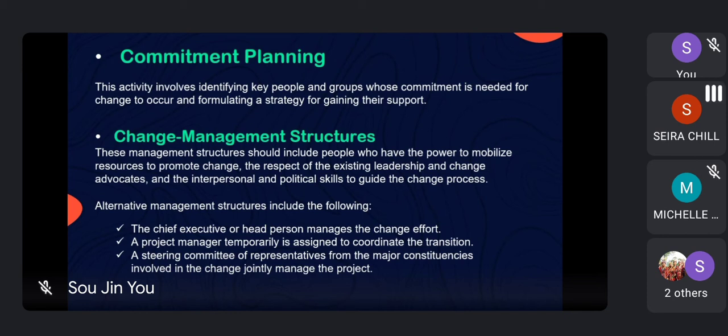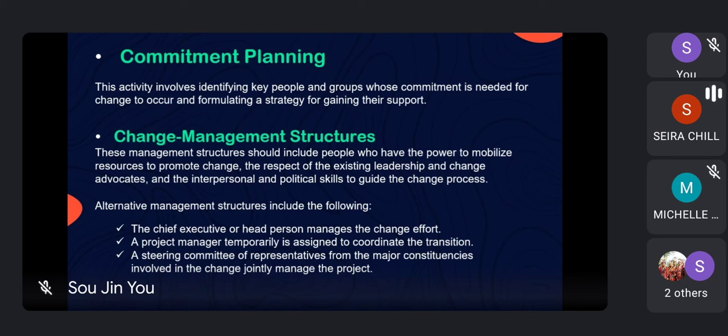Next, change management structures. So dito naman, include people who have the power to mobilize resources, respect of the system leadership, change advocates, interpersonal and political skills to guide the change process. So there are alternative management structures.